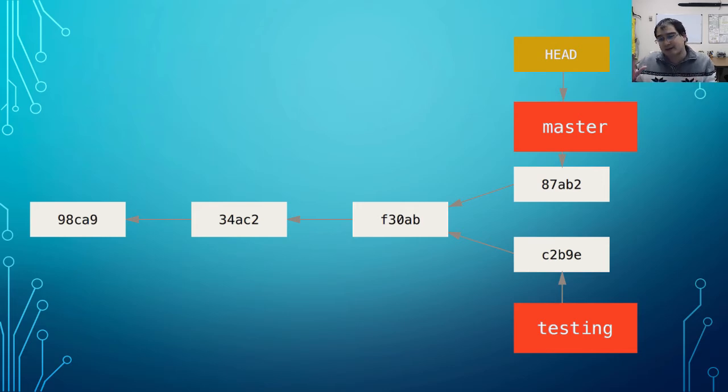However, we have this interesting problem now. We have some work that we've done on the master branch. We have some work that we've done on the testing branch. Often you want to combine those 2 lines of work into one commit that has all of the changes from both. So how do you do that? Well, that process is called merging.